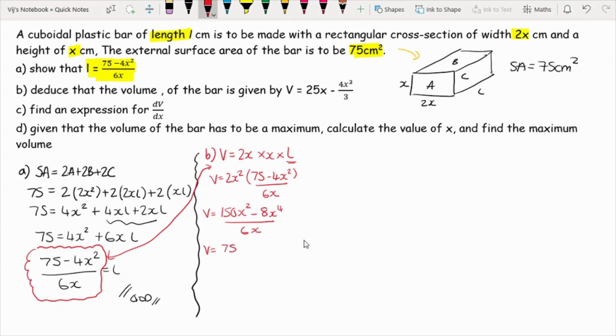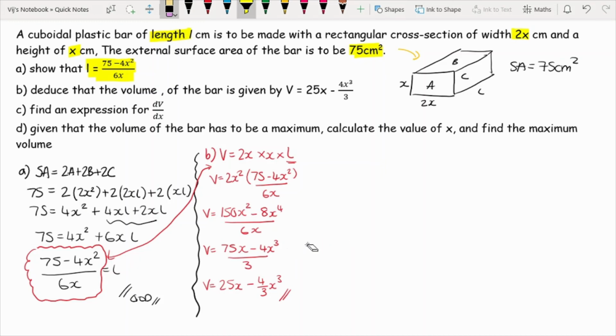I take away an x from each term, so I'm going to get 75x minus 4x cubed all over 3. Now if I then break this up into separate fractions, 75x over 3 gives me 25x, and I can't simplify 4 over 3, so it just becomes that. Again, if you're not too sure what I did there, all I wrote was 75x over 3 minus 4x cubed over 3, and then I simplified this first fraction down. And so that's how we get our formula.